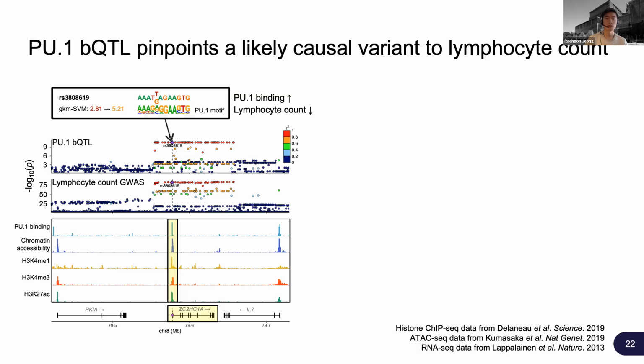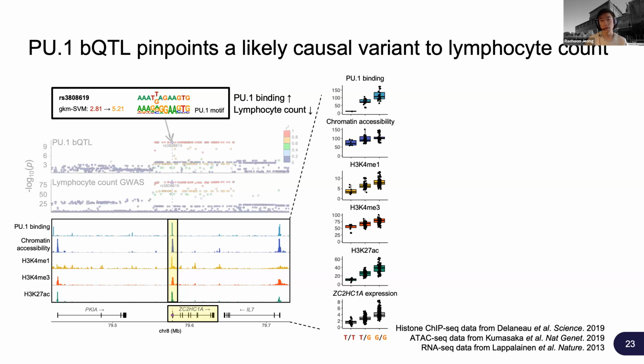Below, I show that the PU1 binding site is at the promoter of the ZC2HC1A gene. And it also shows a high level of chromatin accessibility and 3 active histone marks: H3K4 monomethyl, H3K4 trimethyl, and H3K27 acetylation marks. I additionally evaluated the effects of RS38 allele dosage on those regulatory phenotypes in LCLs. It turns out that this variant is significantly associated with all of those regulatory phenotypes. Similar to the variant's effect on PU1 binding, all showed increased activity for the G allele dosage, including ZC2HC1A expression.